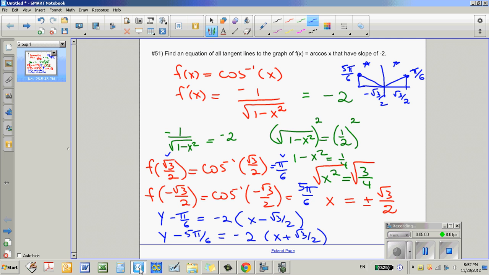So the final answer is going to be these two equations right here. And when I wrote the answer on the board, I used slope-intercept form, which is not necessary. You could definitely just use point-slope form.